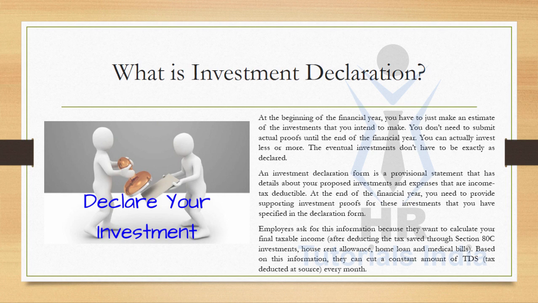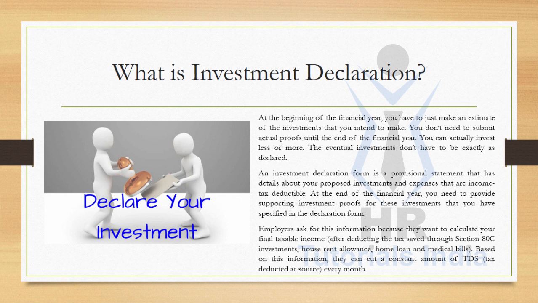Employers ask for this information because they want to calculate your final taxable income after deducting the tax saved through Section 80C investments, house rent allowance, home loan and medical bills, etc. Based on this information, they can cut a constant amount of TDS, tax deducted at source, every month.